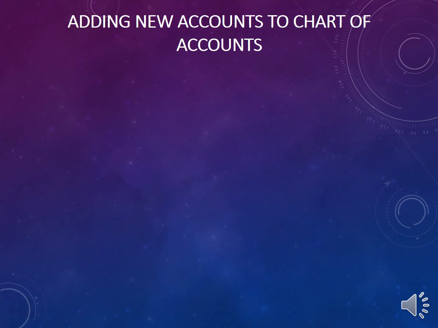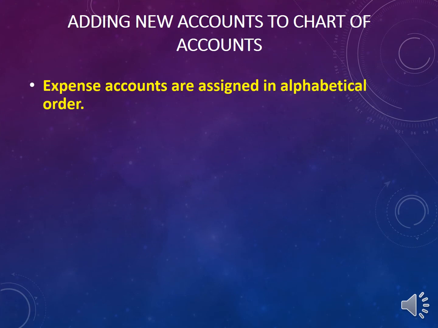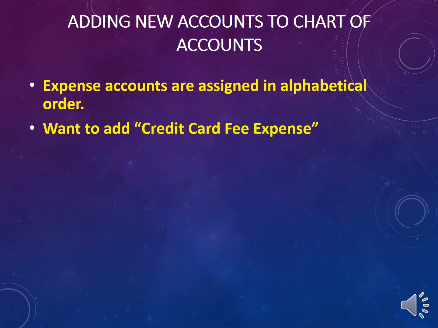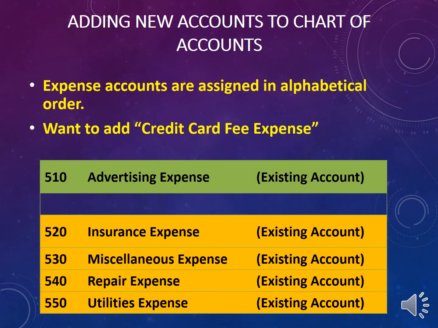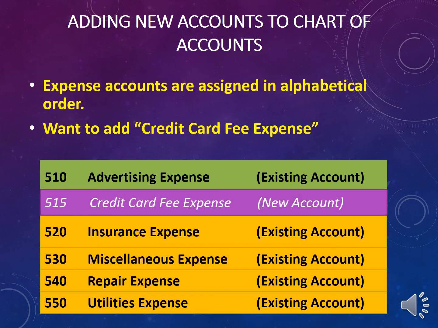Adding new accounts to the chart of accounts. Expense accounts are assigned in alphabetical order. Let's say we want to add an account called credit card fee expense within our chart of accounts. Looking at our chart of accounts, we see that credit card fee expense would fall between advertising expense and insurance expense. So we will give it the account title, credit card fee expense, and the account number 515.